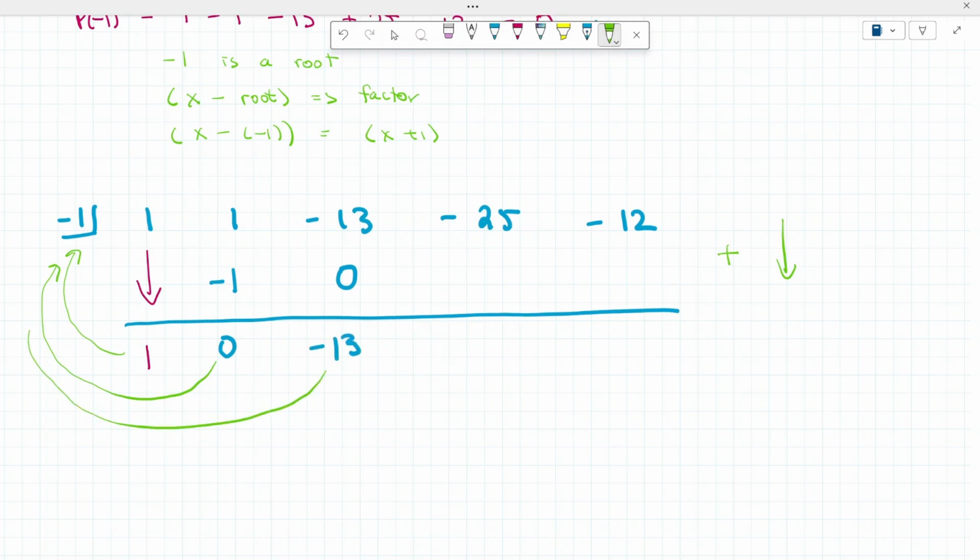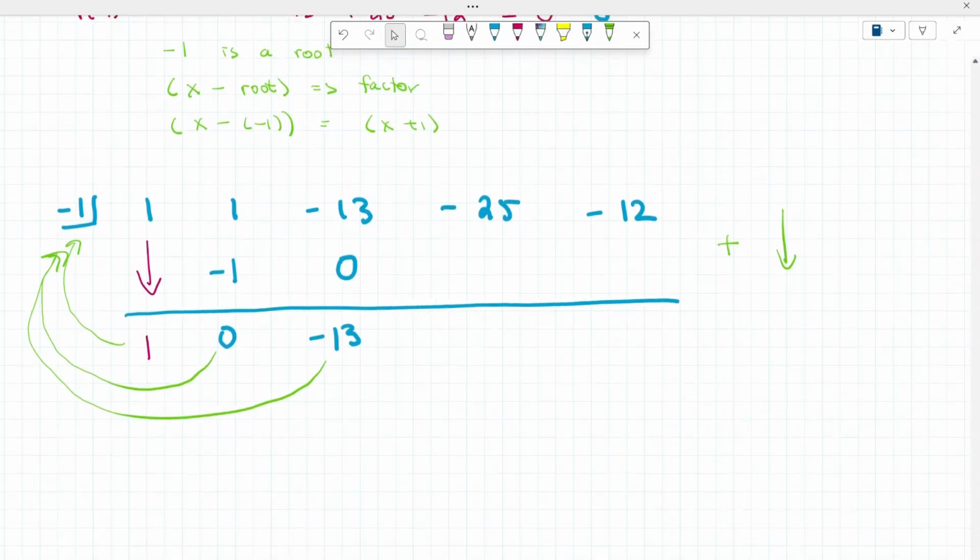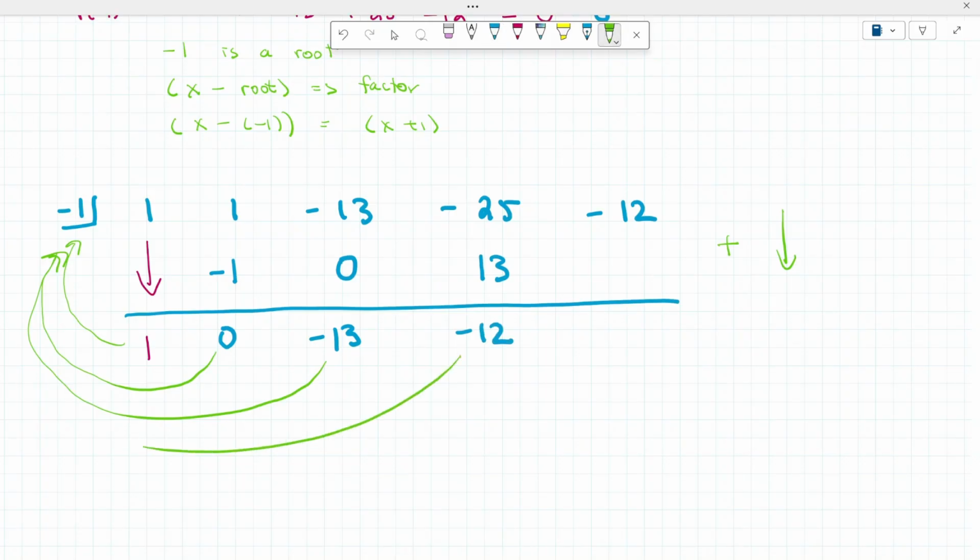Let's multiply that up again. Negative 13 times negative 1 is just 13. Negative 25 plus 13 is negative 12. Another time multiplying up. Negative 12 times negative 1 is simply 12, and negative 12 plus 12 is 0. So this absolutely has to be 0, because that means that our remainder is equal to 0.